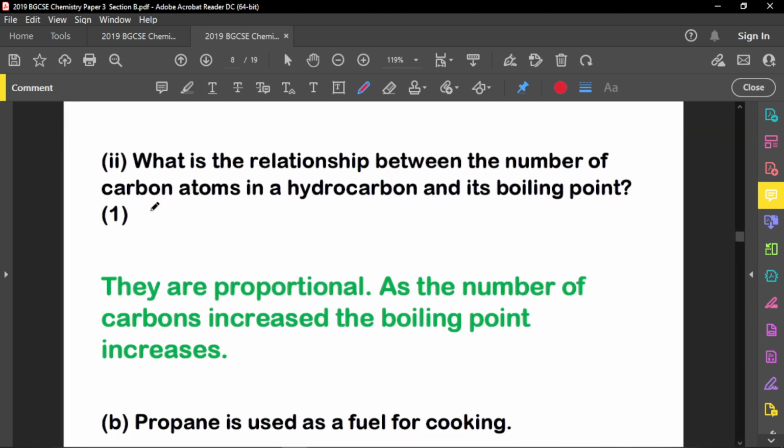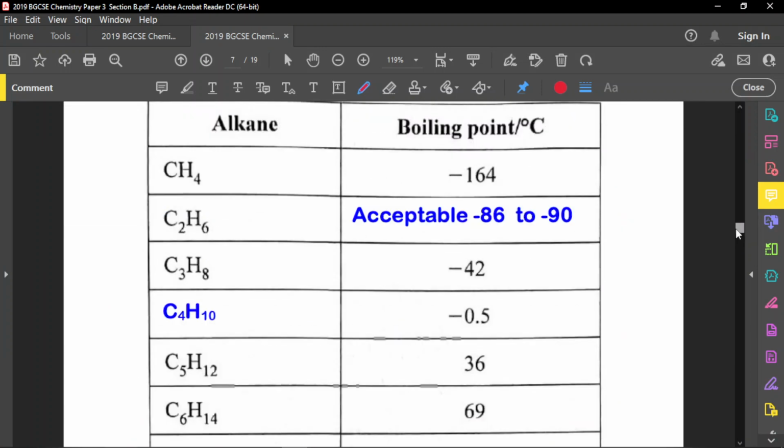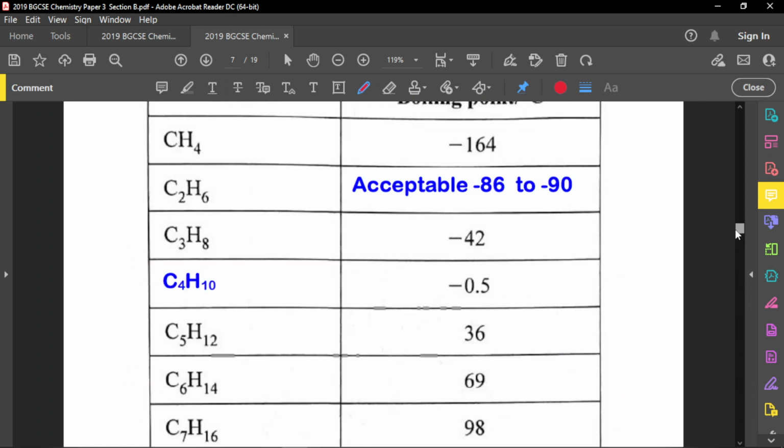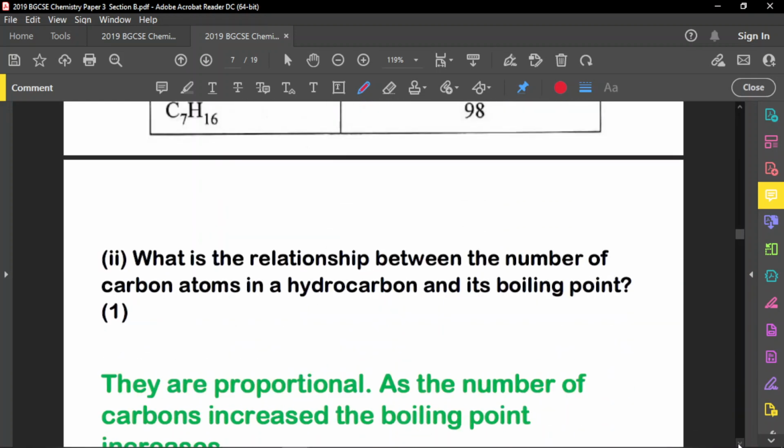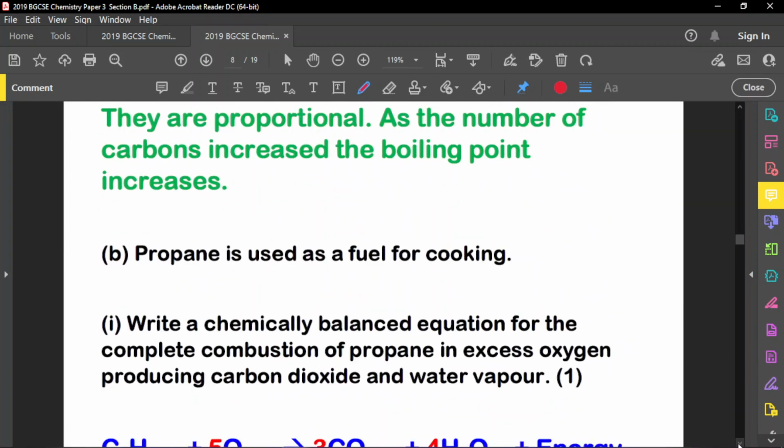Now for part 2, it said what is the relationship between the number of carbon atoms in the hydrocarbon and its boiling point? If you look at the chart again, you would realize that as the number of carbons increases, the boiling point also increases. Look at it carefully. Moving down the list, the boiling point is increasing.